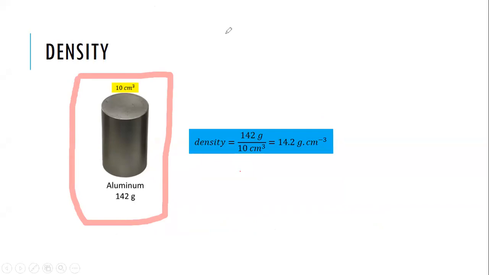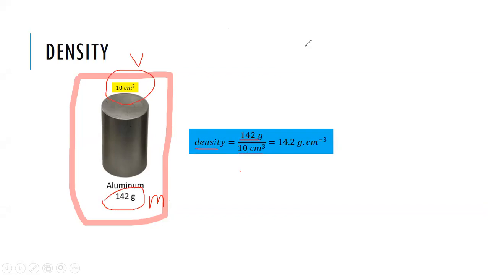And then when I look at here, imagine that you measure the volume. What is the volume of it? It is equal to 10 centimeter cube. And then you put it on a scale, and you measure the piece of aluminum as 142 grams. How can I calculate the density? What is the mass? Mass is 142 grams divided by 10 centimeter cube.